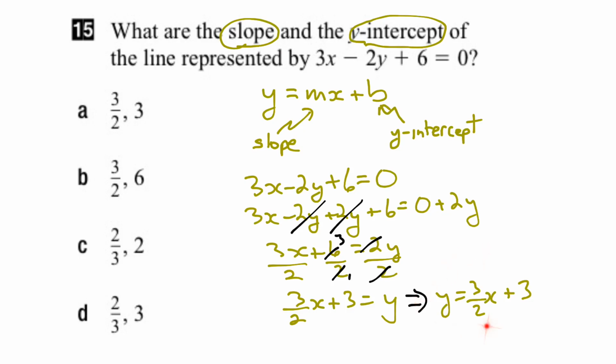So now that we have it in this form, which is the y equals mx plus b form, anything with the x would be the slope, and the constant would be the y-intercept. So here we can see that the slope is 3 over 2, and the y-intercept is 3. So when we look down our list of options here, we'll notice that A is the right answer.